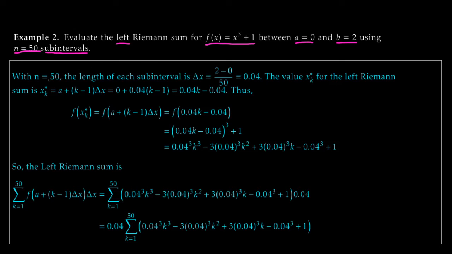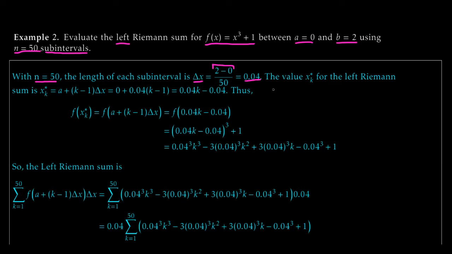So let's start it off. With n equal to 50, the number of subintervals being 50, the length of each subinterval, which remember we're denoting by delta x, is just the length of the interval. That's 2 minus 0 since we're going from 0 to 2. So 2 divided by 50. We're just splitting up the interval into 50 pieces. So you take the total length divided by the number of pieces you want. So 2 divided by 50 and you get delta x is 0.04. Okay, cool. We've got the width of each of our boxes.